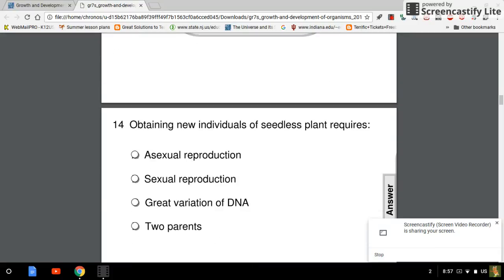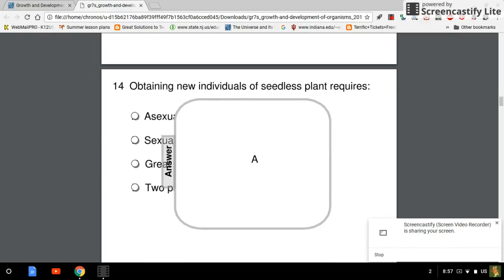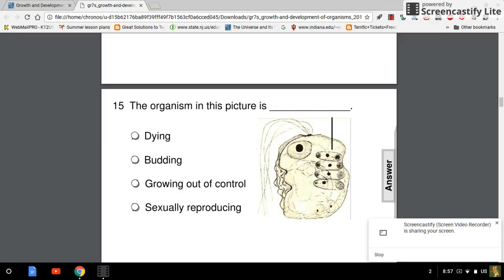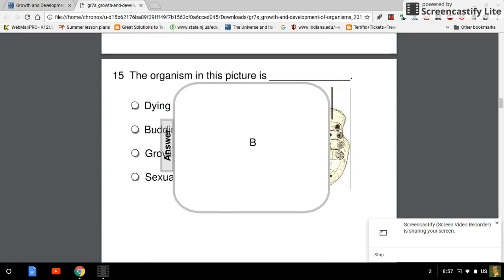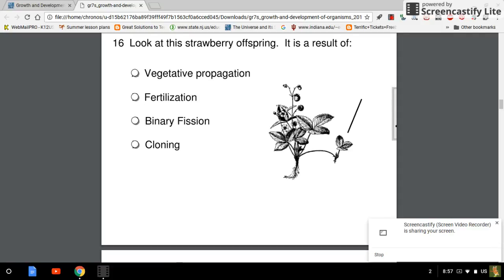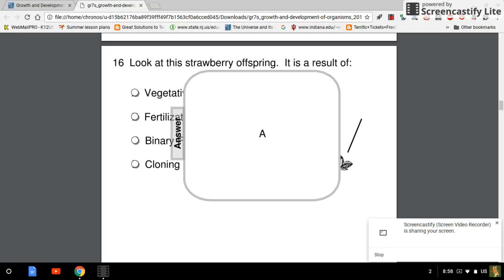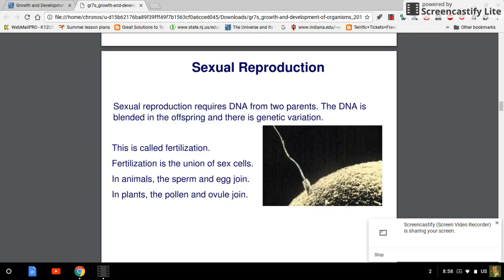Obtaining new individuals of a seedless plant requires asexual reproduction, sexual reproduction, great variation of DNA, or two parents. The answer is A. The organism in this picture is dying, budding, growing out of control, or sexually reproducing. The answer to 15 is B, budding. Okay, look at the strawberry plant. It's a result of A, vegetative propagation.